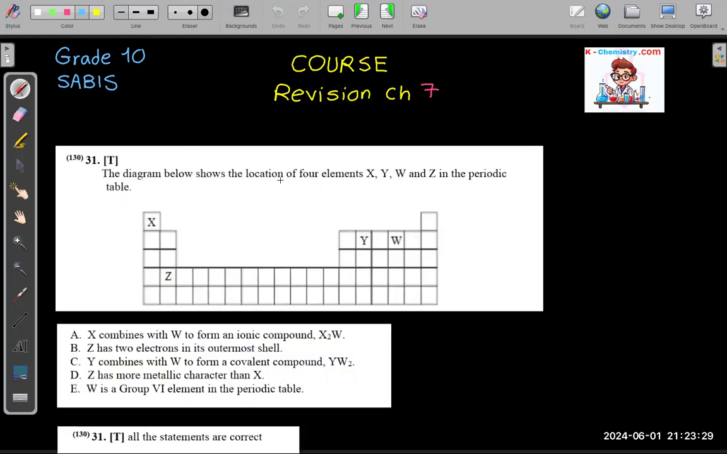The diagram below shows the allocation of 4 elements X, Y, W, and Z in the periodic table. X combines with W to form an ionic compound X2W. Mister, what does this mean? Let's try to do it slowly. X is from metals and W is from non-metals. Which group is X? Group number 1. And which group is W? 1, 2, 3, 4, 5, 6. So group number 6.